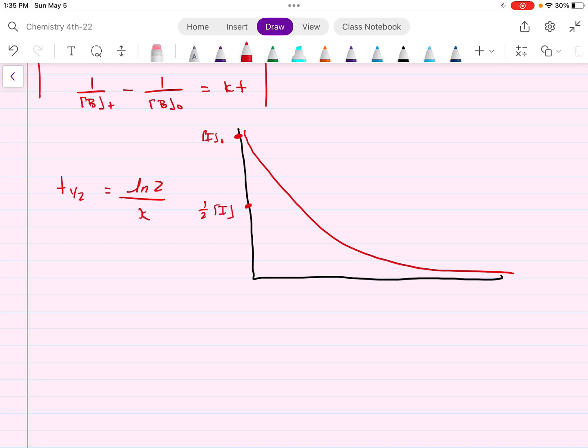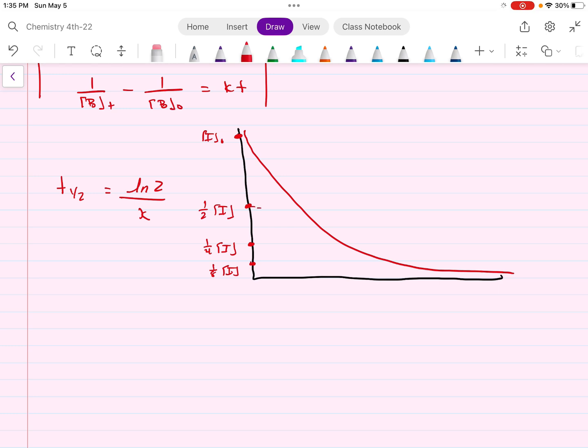Okay, and then if we take half of that, that's going to be about here. That's going to be 1/4 of our initial concentration. And if we take half of that, that's going to be about 1/8 of our initial concentration. And if we take half of that, it's going to be 1/16. And you get the idea. Basically, it's just dividing everything by half.